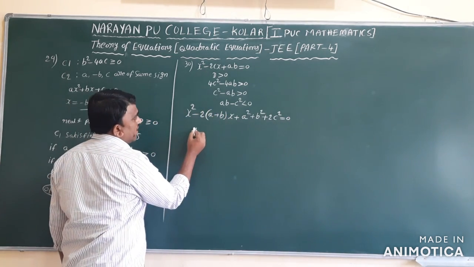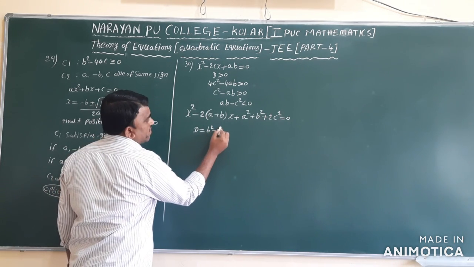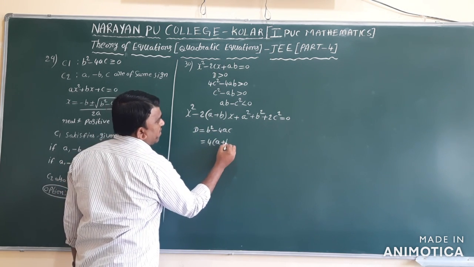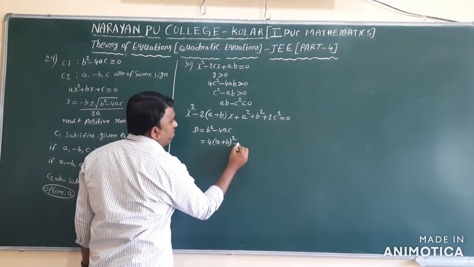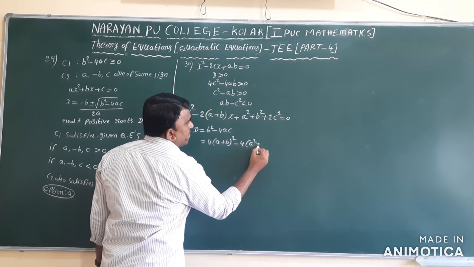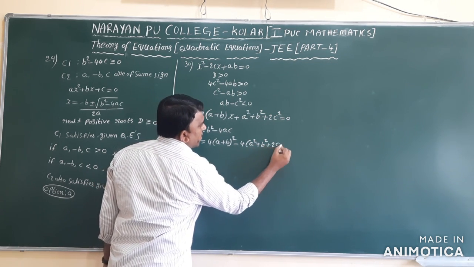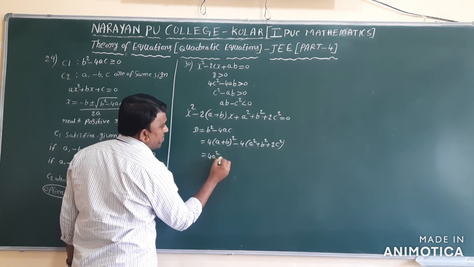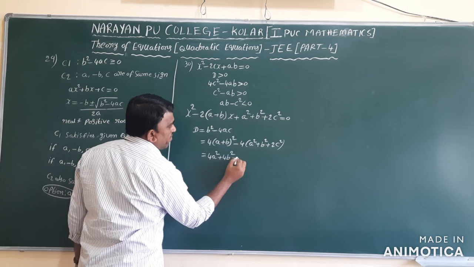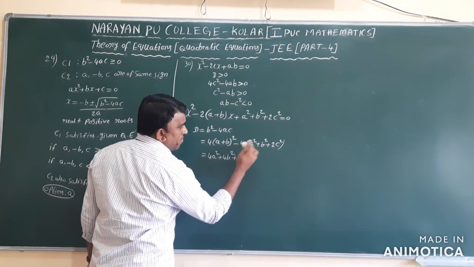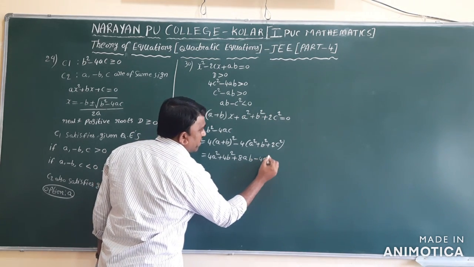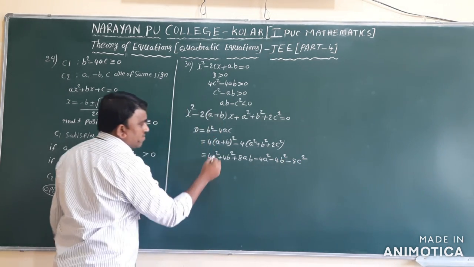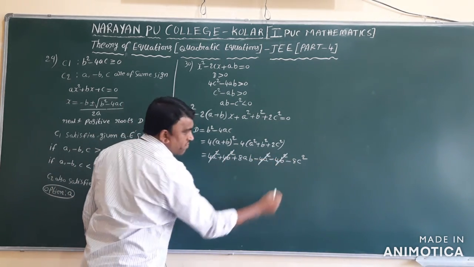For this also, calculate the discriminant. D equal to b square minus 4ac. b square is 4 into (a plus b) whole square minus 4ac, that is 4 into (a square plus b square plus 2c square). The a value is 1 only. So simplify this. (a plus b) whole square directly gives 4a square plus 4b square plus 8ab. Multiply with minus 4: minus 4a square minus 4b square minus 8c square. So 4a square, 4b square minus 4a square minus 4b square cancel.